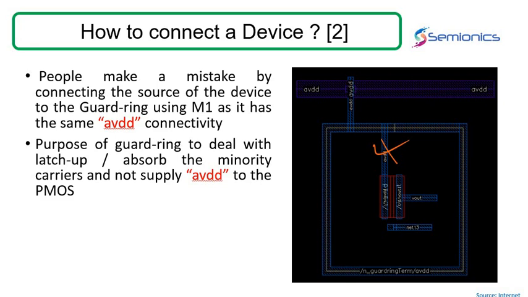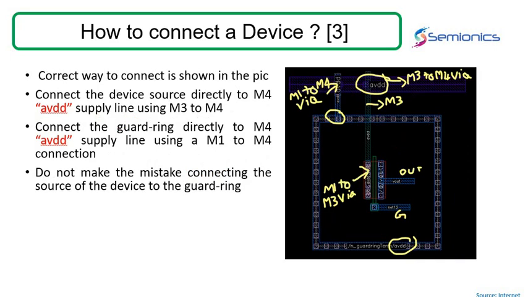As I mentioned, the guard ring is to absorb the minority carriers and not to make a power supply connection. So the correct way to make a connection is this. This is a device here. My power supply is in M4, so what I've got to do here is pull up M3. I'll take M3 over here, pull it up and directly tap the power supply from the top power supply line.